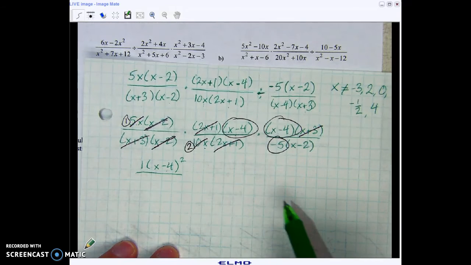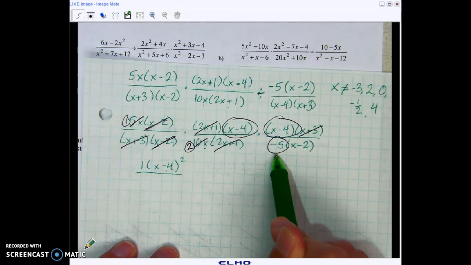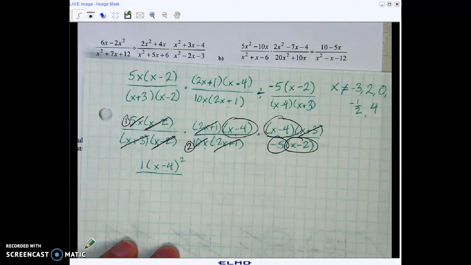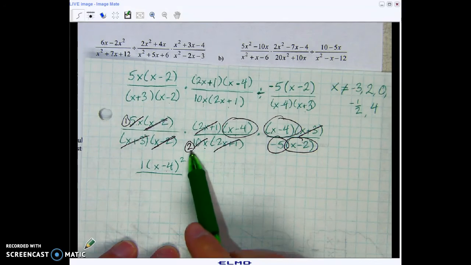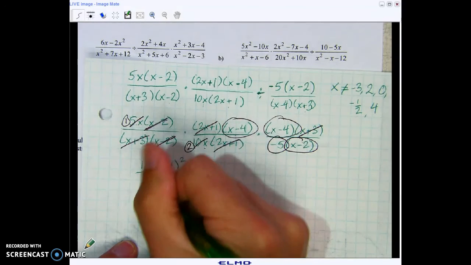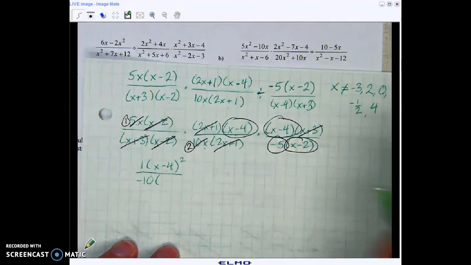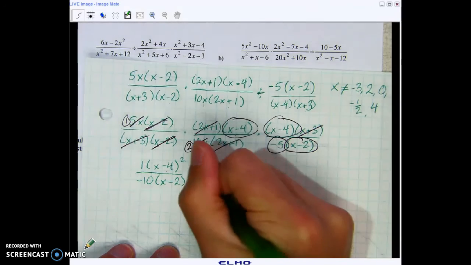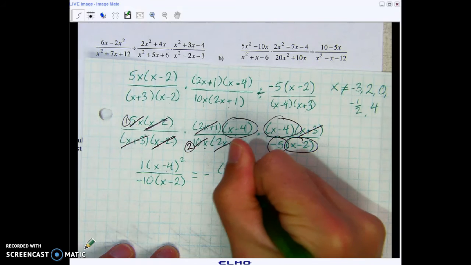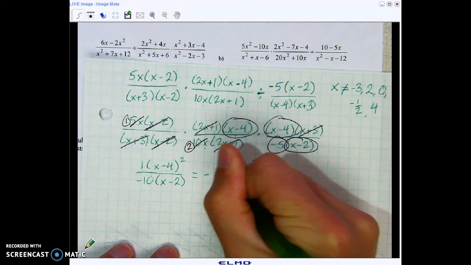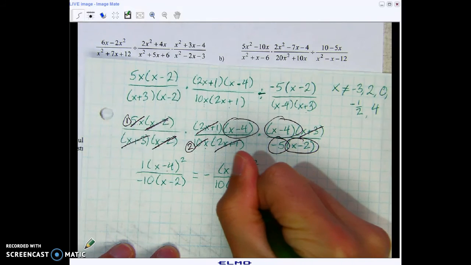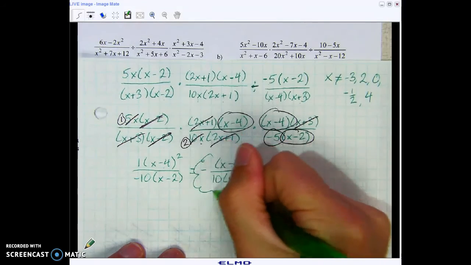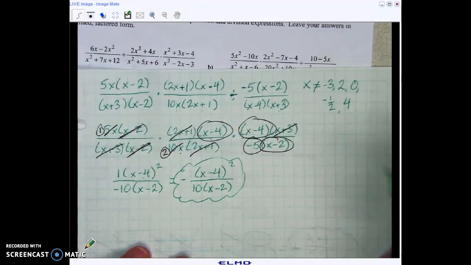Over, that's 2 times negative 5 times, oh, we forgot to circle the x minus 2. That's going to be 2 times negative 5 times x minus 2. So that's negative 10 times x minus 2. And really that's just negative x minus 4 squared over 10 times x minus 2. So that's your answer. And that's your domain restriction.